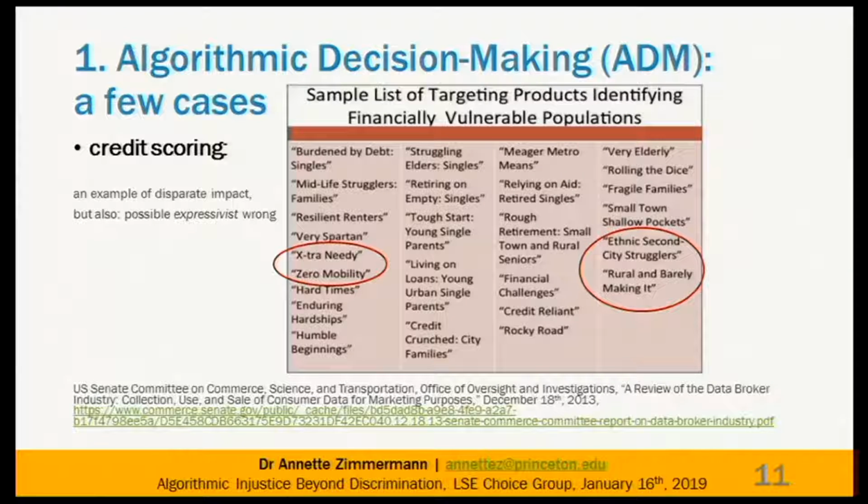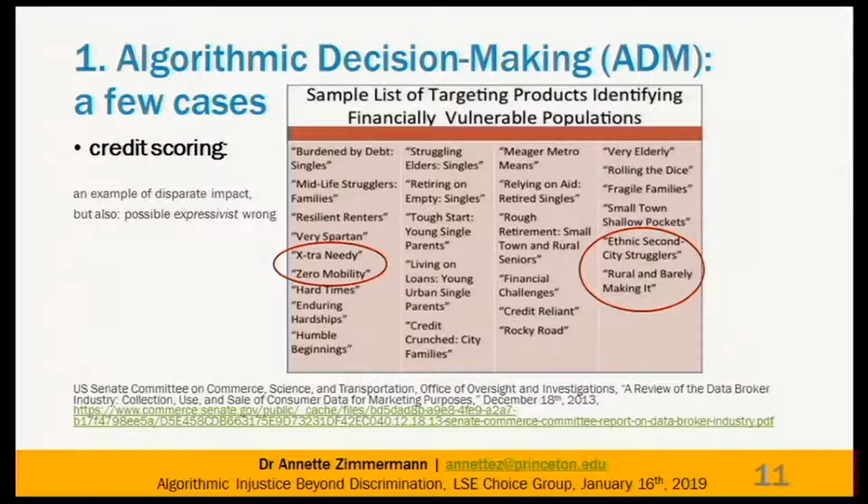The final case is credit scoring. So credit scoring is roughly analogous to the other cases. So again, we can see racial and gender and class bias. But the uniquely interesting feature here is that we might also have expressivist wrongs.